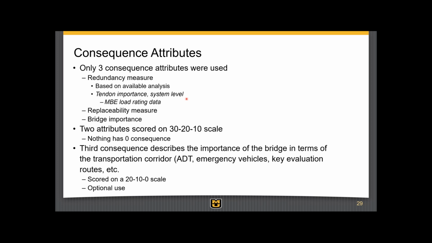Just a note, this is maybe too fine a detail for this presentation, but two of the attributes, the redundancy and replaceability, are scored on a scale of 30, 20, 10, so that nothing would have a zero consequence, because that wouldn't really make sense in a way. Nothing is totally without consequence. And the third consequence, which describes the importance of a bridge, is optional. That one is scored on a 20, 10, 0 scale.